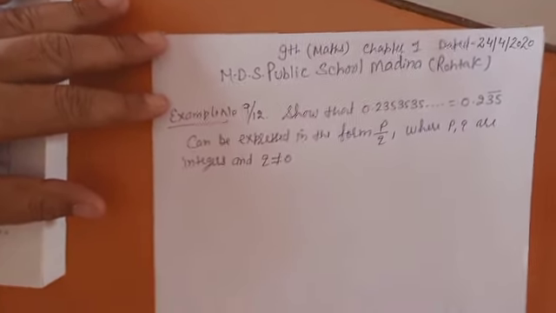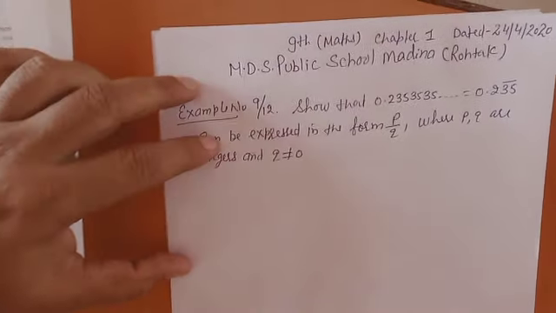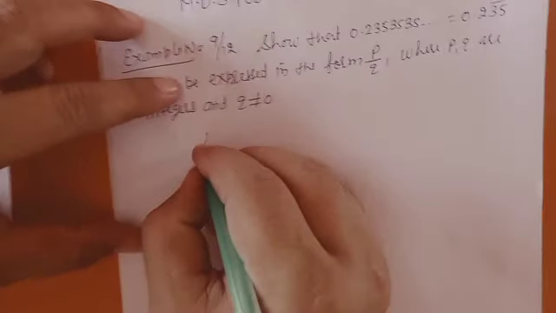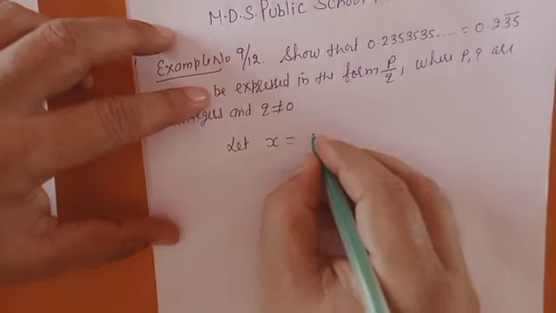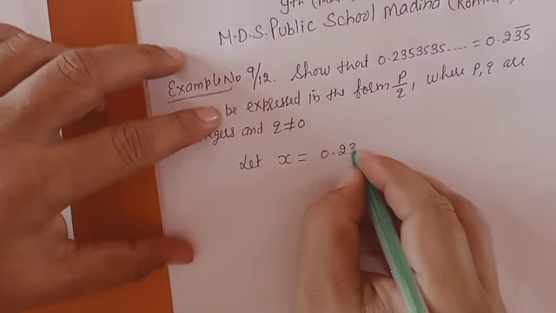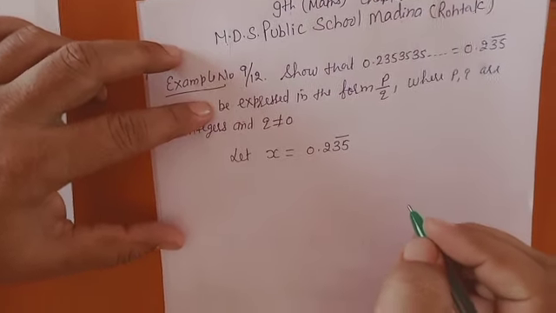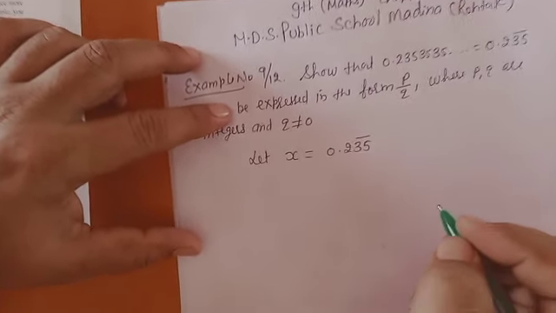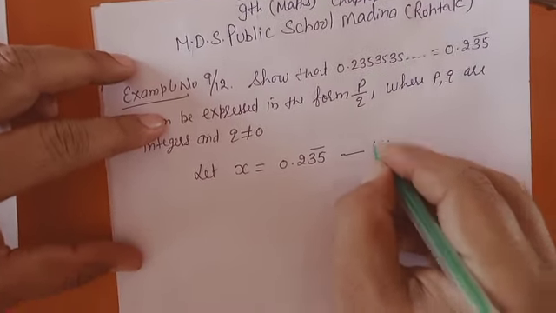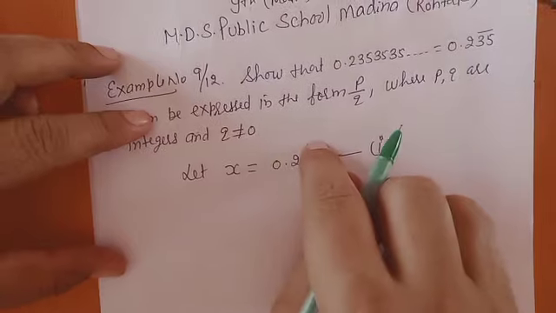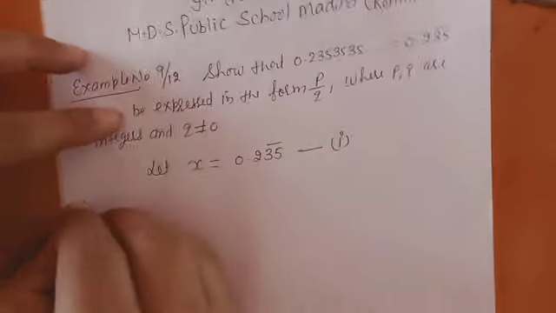So we are starting like this. Yesterday also we solved one example. So you can say, let x is equal to 0.235 with bar on two numbers. Yes or no? Yes, sir. So you can multiply this with what? Bar on how many numbers? 2. So you can multiply this with 100.